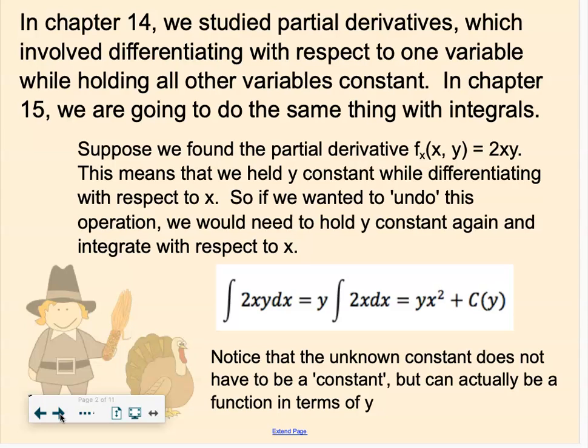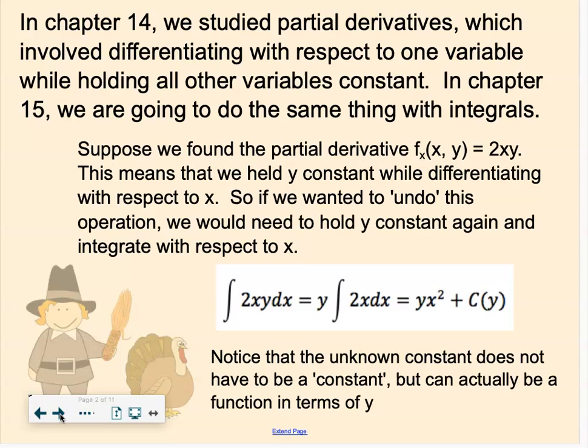So suppose, if you remember the warm-up on Friday, we found the partial derivative f sub x equals 2xy. This means we held y constant while differentiating with respect to x. So if we wanted to undo this, we would hold y constant again and integrate with respect to x. Technically, I never rewrite it, but you could move the variable being held constant out in front of the integral, because it's being treated as a constant, and you're really just integrating what's left.